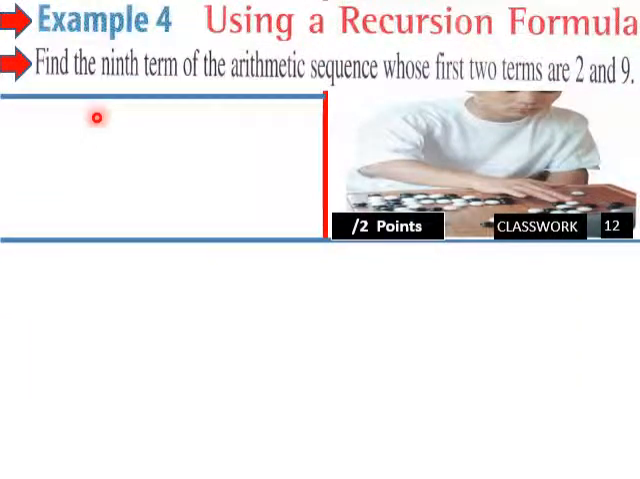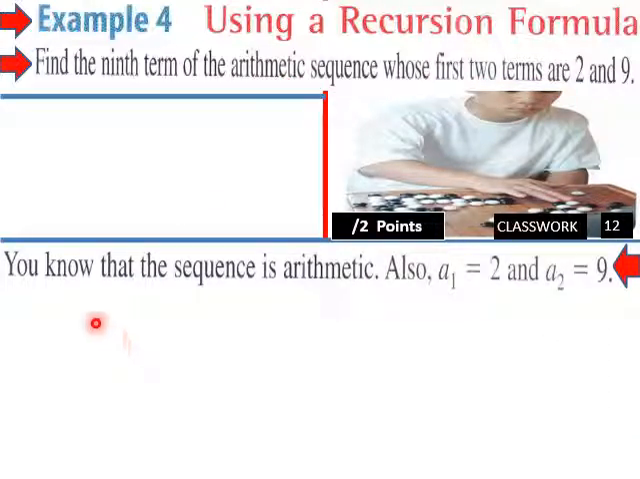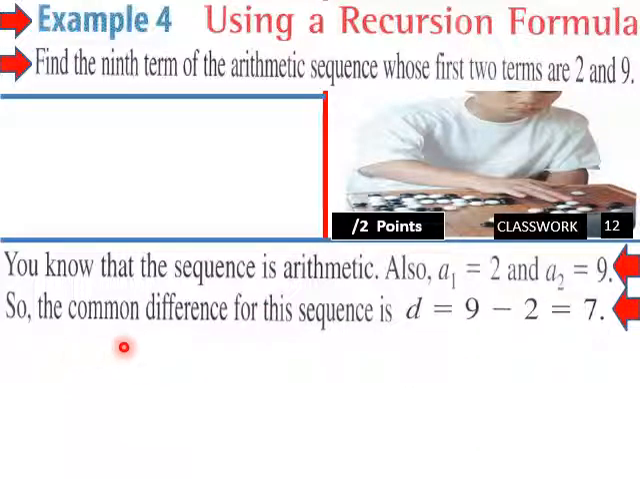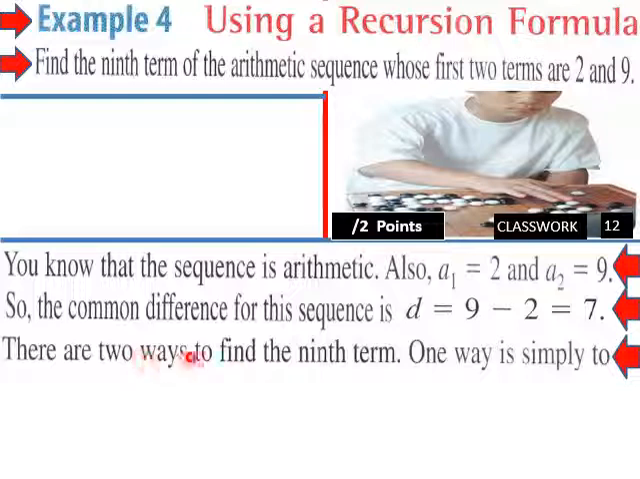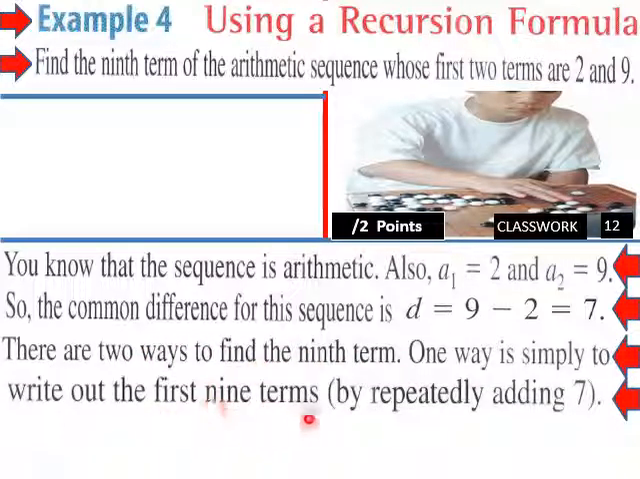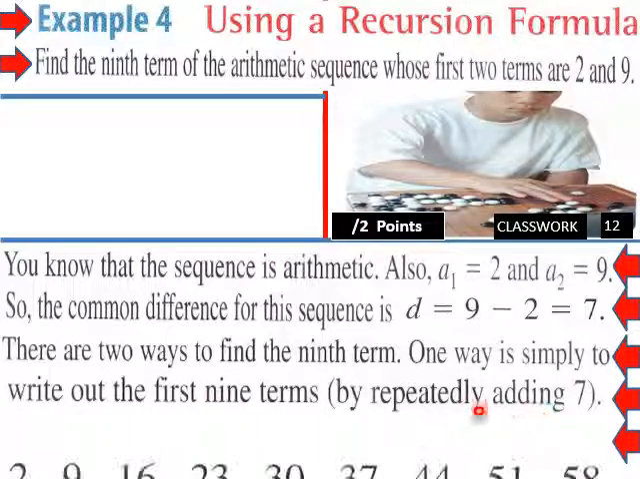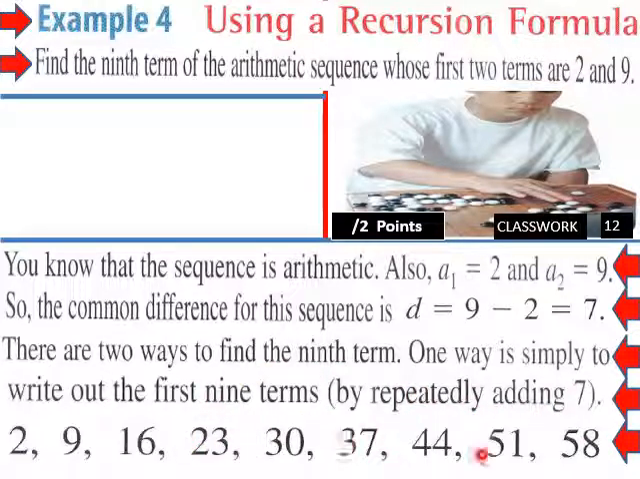So using the recursion formula, find the 9th term of the arithmetic sequence whose first 2 terms are 2 and 9. You know that the sequence is arithmetic also. a1 equals 2, a2 equals 9. So the common difference for this sequence is 7. 9 minus 2 is 7. There are 2 ways to find the 9th term. One way is to simply write out the first 9 terms by repeatedly adding 7 to 9 like that.